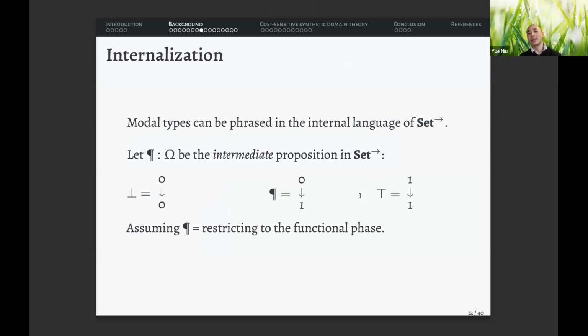To see how this aids us in reasoning about programs in CAF, we observe that modal types can also be defined in terms of the internal language. In particular, we'll use the intermediate proposition in the category of families as the proposition corresponding to the functional phase, in the sense that assuming this intermediate proposition can be thought of as restricting to the functional phase of CAF.